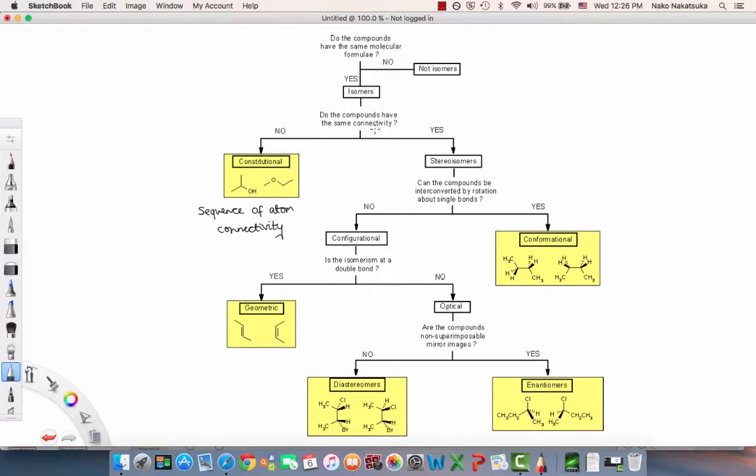And if they do, yes, have the same connectivity, then we move on to stereoisomers, which is what I just talked about, where they have the same formula and connectivity. So now we move on to, can the compounds be interconverted by rotation about single bonds? And if you have yes, now you have conformational isomers. And conformational isomers have the same sequence connectivity but can be interconverted by rotation around single bonds, just like it's saying right here.